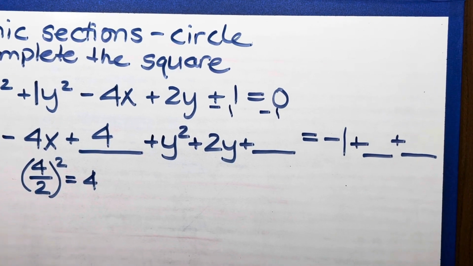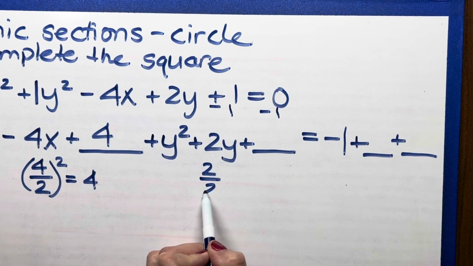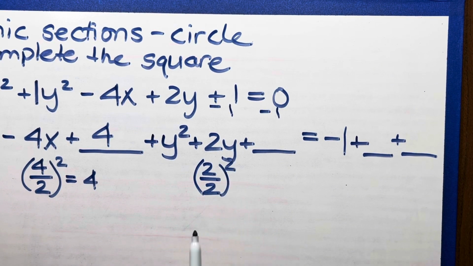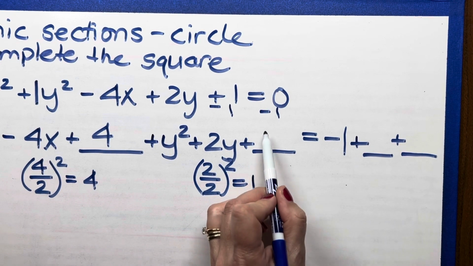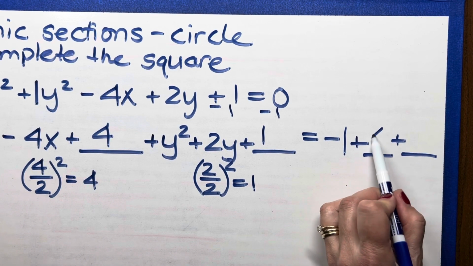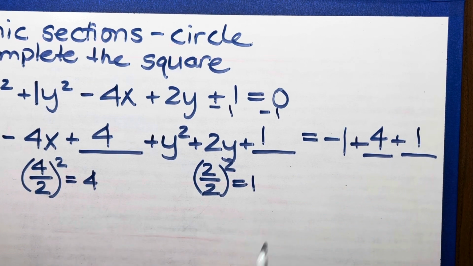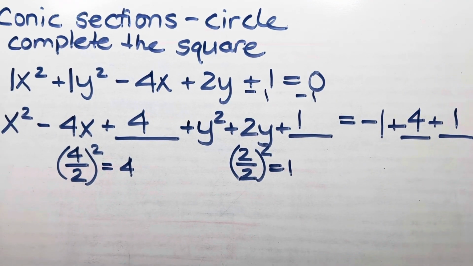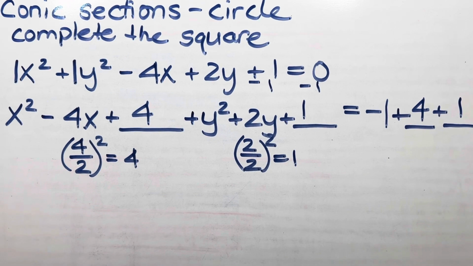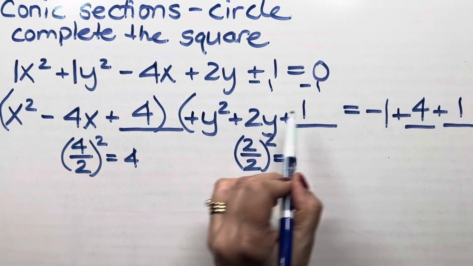I'm going to do the same procedure for the y. I'm going to take the coefficient here, divide it by 2, and then square it. 2 divided by 2 is 1, and 1 squared is 1. So that value goes in this blank. Now, over here, I have to put a 4 in, and I have to put a 1 in to balance it out. Now, for a circle, remember that we had an x minus h and a y minus k? That's what these are going to turn into.